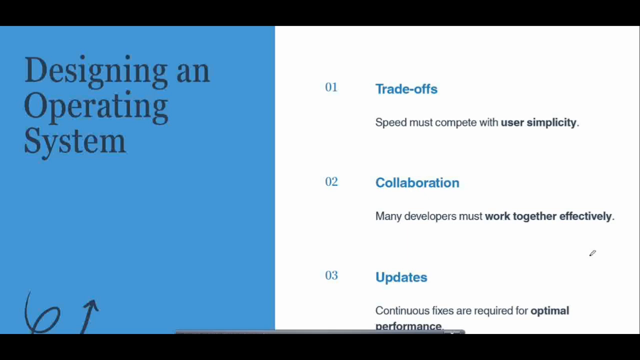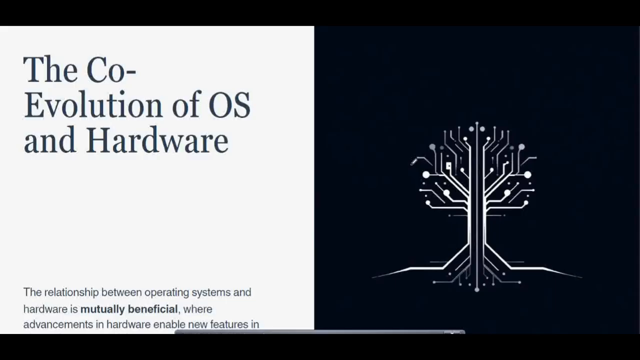Designing an operating system is hard. It means choosing between speed versus simplicity or power versus usability, and making trade-offs. Also, many people work on one operating system. It is constantly updated, fixed, and improved. Whether an OS is good depends on who is using it. The OS and the hardware actually grow together. This is a deep idea: new hardware means a new operating system idea, a new operating system problem, then a new hardware feature.